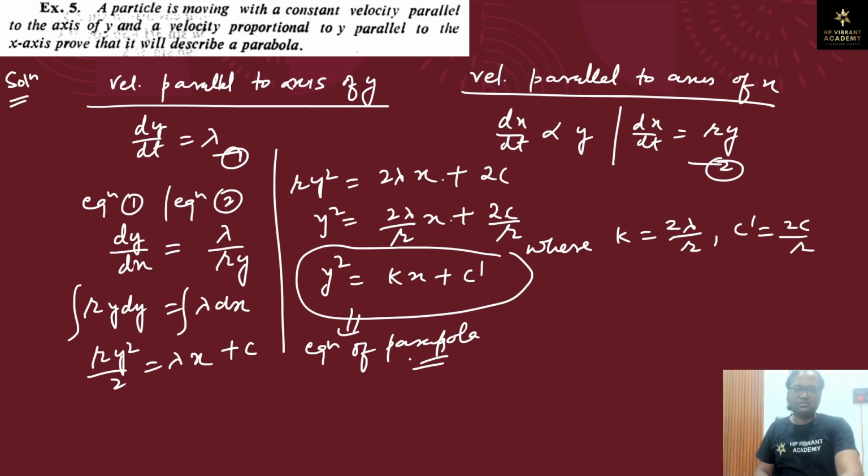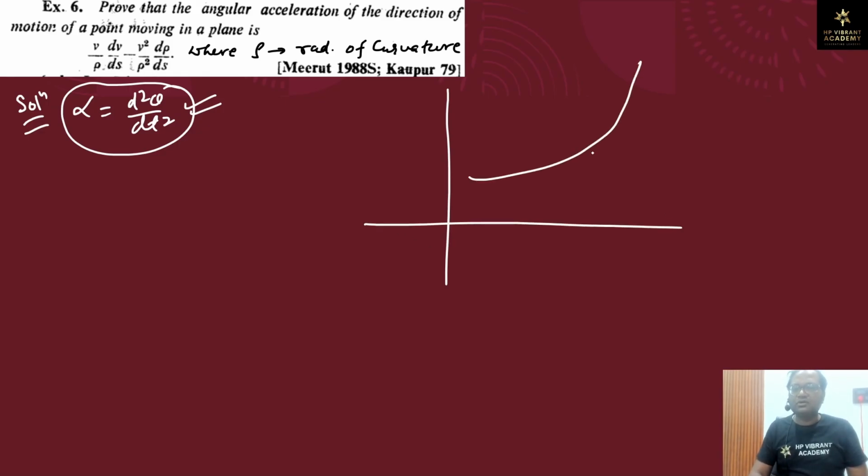So let us discuss question number 6. How can we solve this? Prove that the angular acceleration of the direction of motion of a point moving in a plane is given by this particular expression. Okay, so we have the angular acceleration as d2 theta upon dt square. This is the angular acceleration and rho is the radius of curvature. So let us draw this. So let us draw a tangent at a point P.